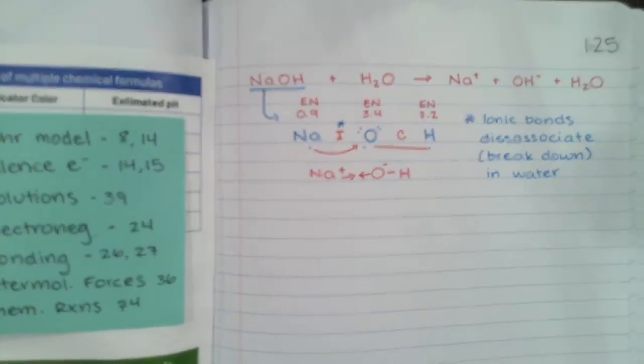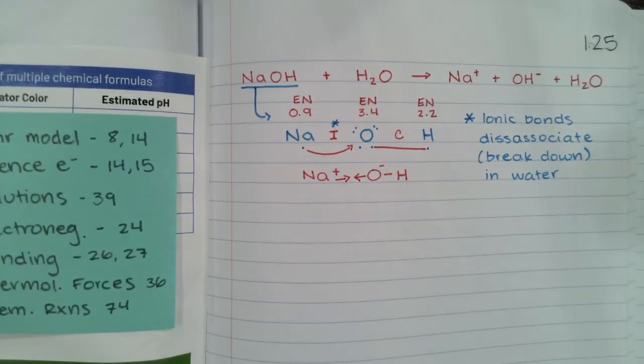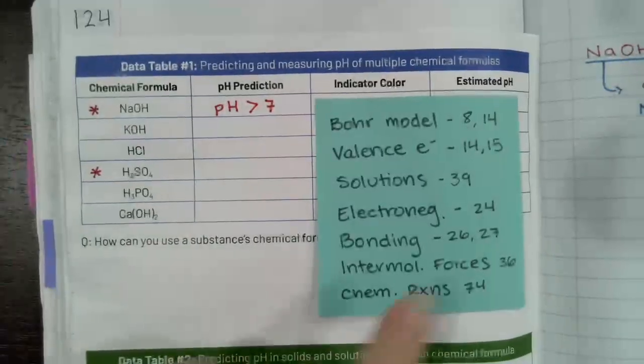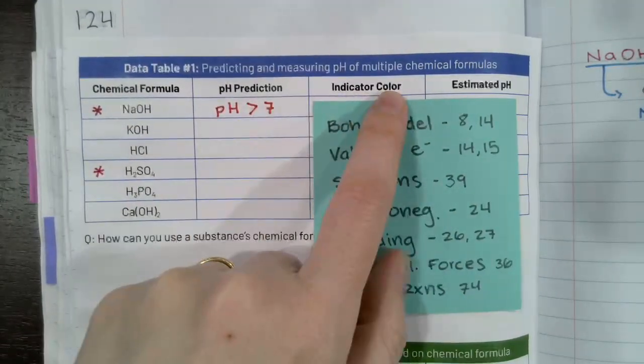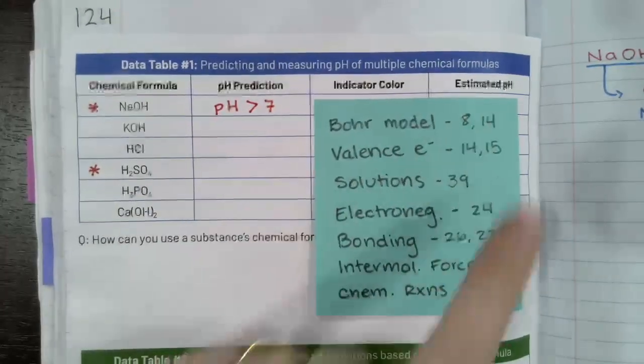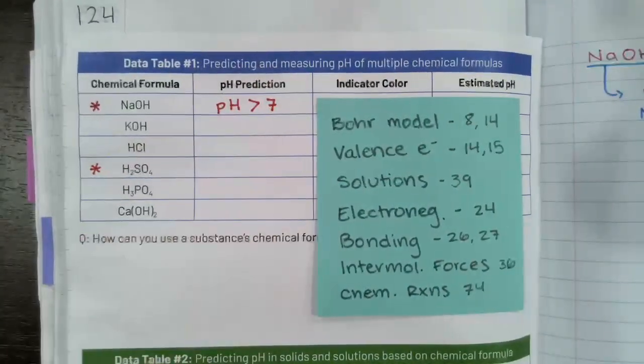Say it again. No, that's going to be from the lab tomorrow. During the lab, you'll actually try this solution with an indicator strip and tell me what's the color and what pH you estimate. And we'll see if your predictions are correct. Okay? That's the plan for the lab tomorrow.